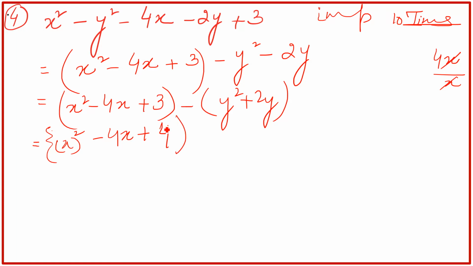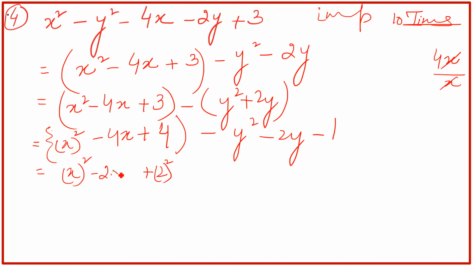So I have added 1 here, making it 4. The same 1 I have to subtract from here as well, right? So it will be y square plus 2y and minus 1. Because I have added 1 here in order to make the square, I have to subtract 1 from here as well. So see now. The first term will be x square, the square of this. Second is the square of this. In the middle, we will write 2 multiplied by x multiplied by 2, 2ab, right? And this is closed. Same thing here. I will do one more step here so it will be more clear. Okay.